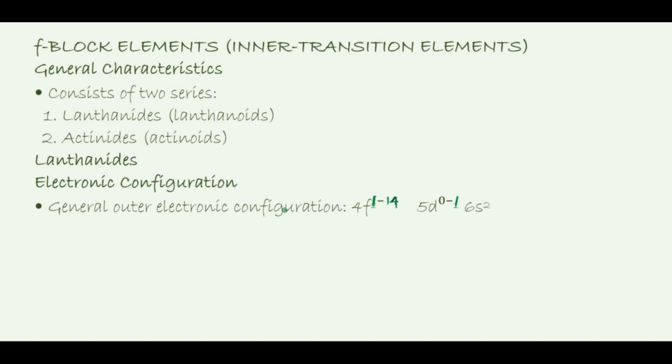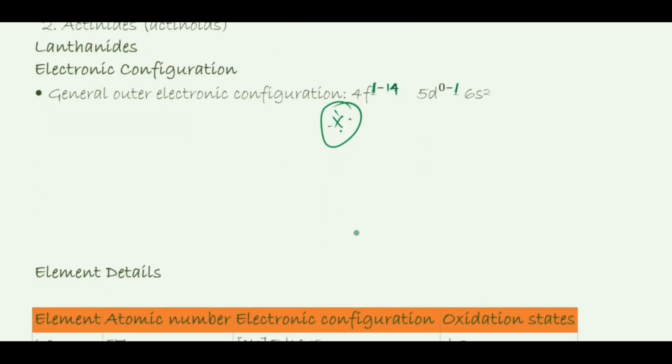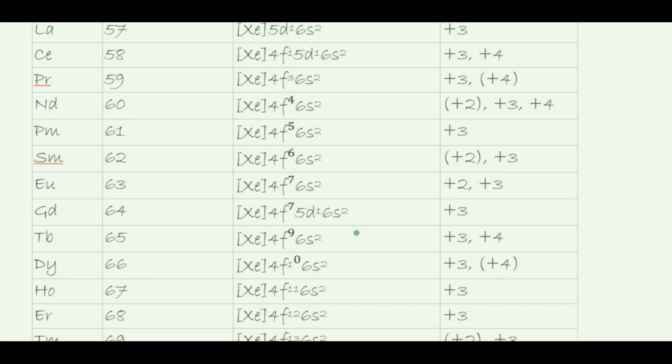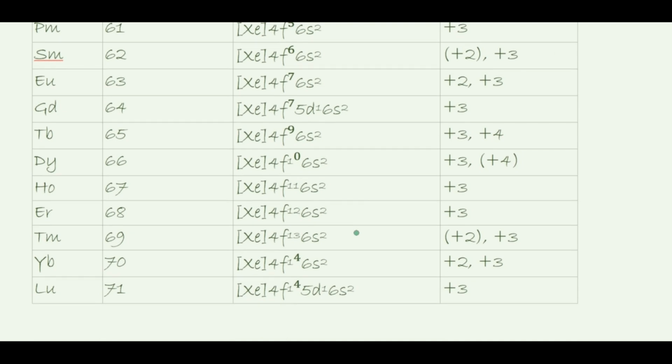From lanthanum to lutetium, elements are called lanthanides, where the outer electronic configuration is 4f1 to 14, 5d0 to 1, and 6s2. So the electronic configuration is also important. This can be asked as a simple question. Then the elements are lanthanum, cerium, promethium, neodymium, praseodymium, samarium, europium, gadolinium, terbium, and so on.